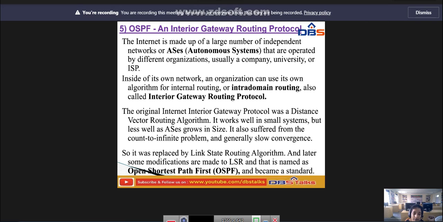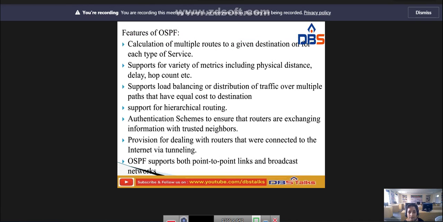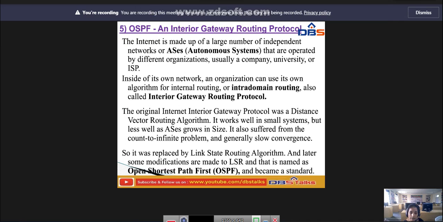It works well in small systems, but less well as autonomous systems grow in size. It also suffered from the count to infinity problem and generally slow convergence. So, it was replaced by the link state routing algorithm, and later some modifications were made to it, and that is named Open Shortest Path First, OSPF, and it became a standard.